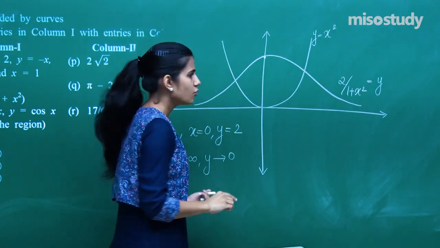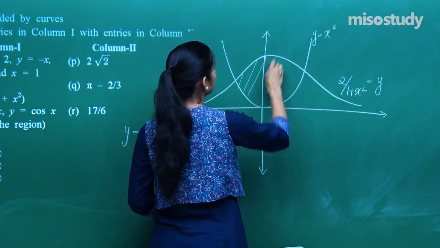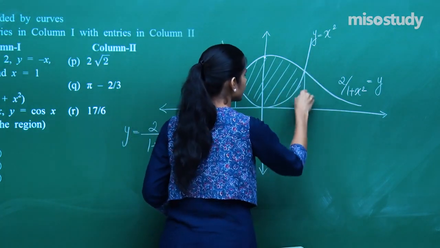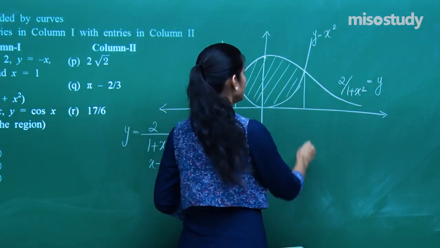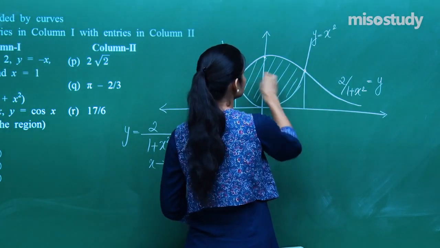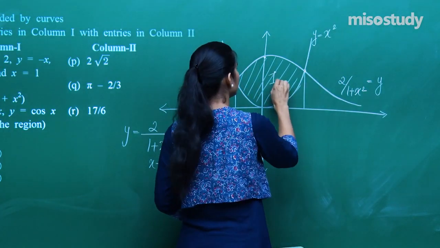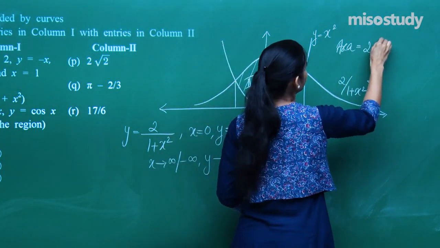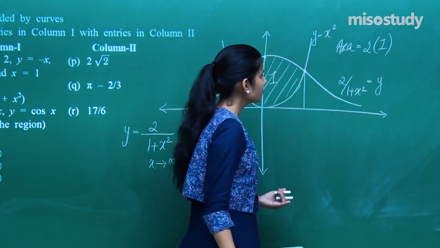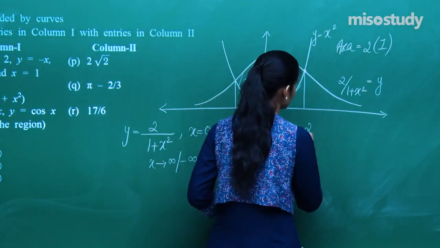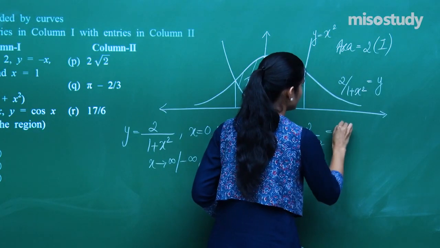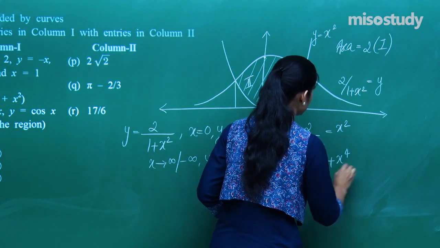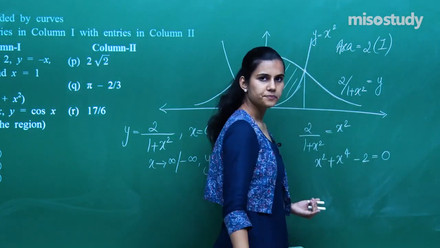Fine. When you talk about this area, you basically are wanting the points of intersection first of all, right? Let's just talk about this point of intersection because it is just twice of this. So this is 1, this is 2. My area is twice of 1. So if y is x square, you basically get 2 upon 1 plus x square equals x square, which is x square plus x to the power 4 minus 2 is 0.